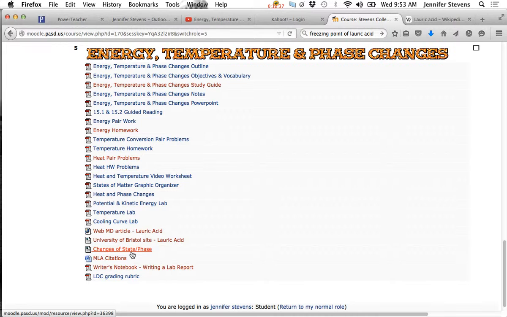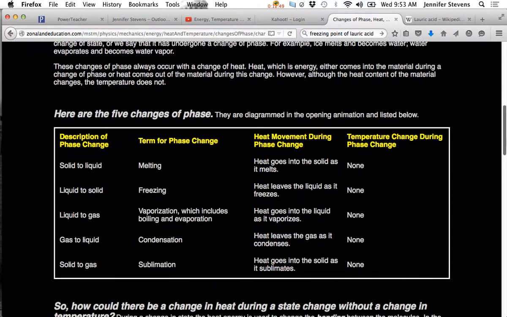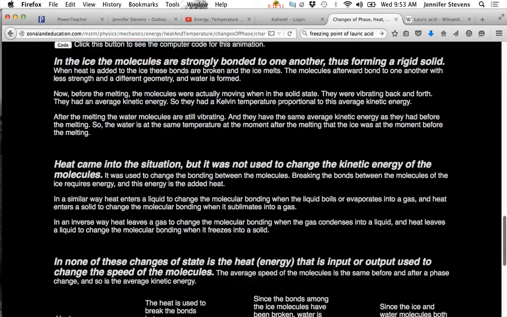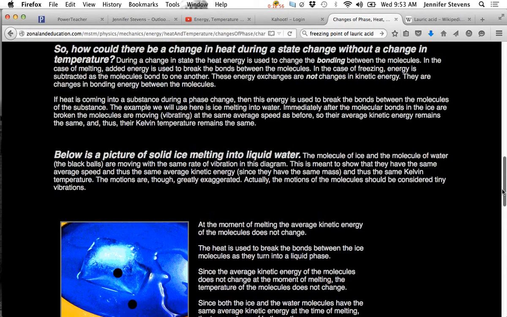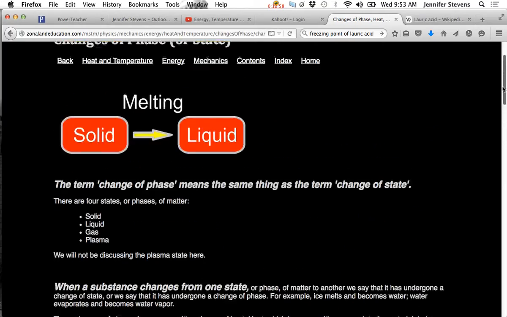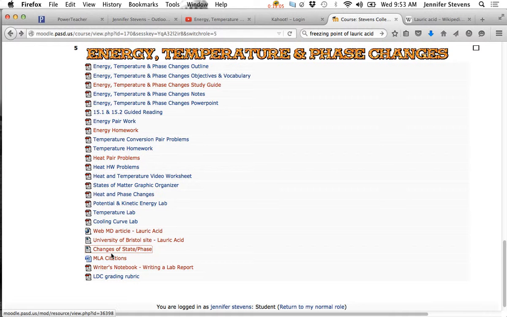Now this 3rd site, the changes of state and changes of phase, will actually also help you with some of those earlier questions. And none of these websites are very big or very long. What they are there to do, though, is help you. Like, this is the change of state and change of phase one. That's really it. There's not a lot of information there, but it does help you in terms of your lab report.